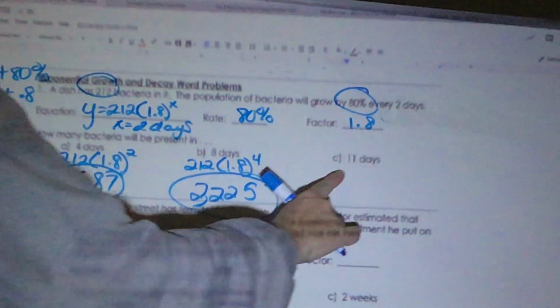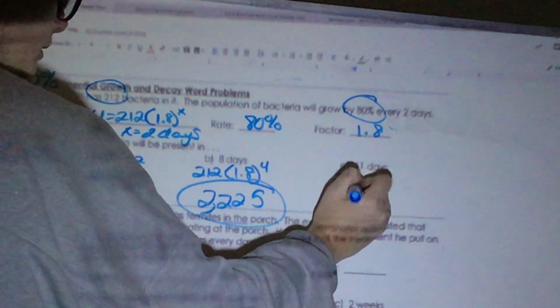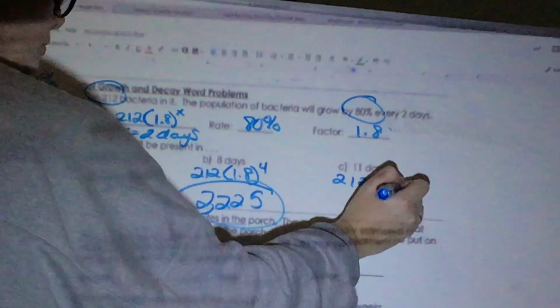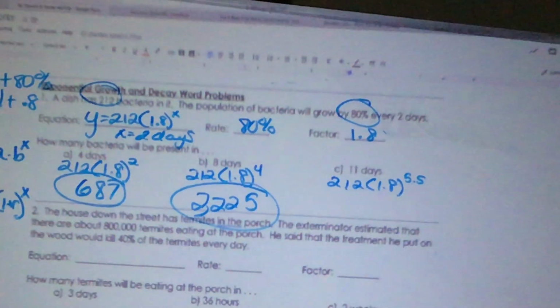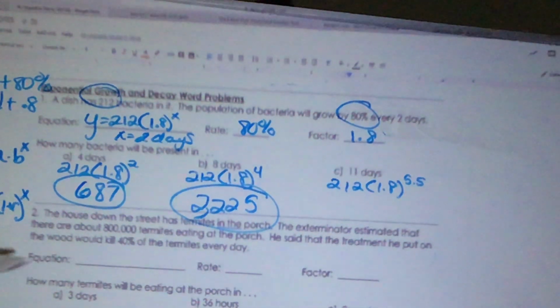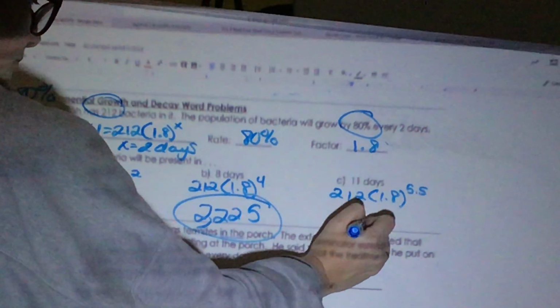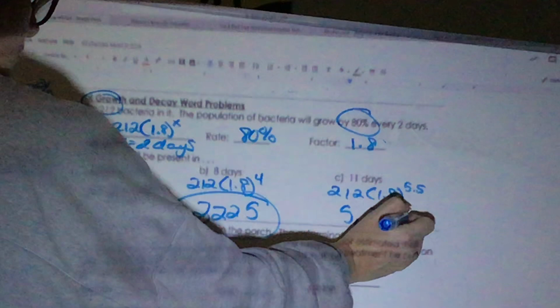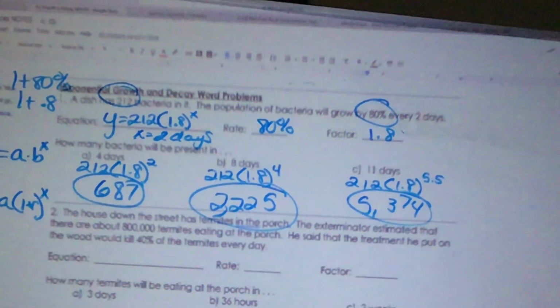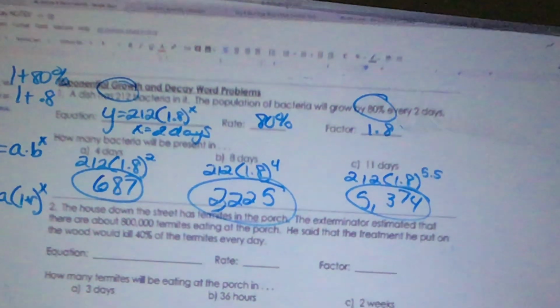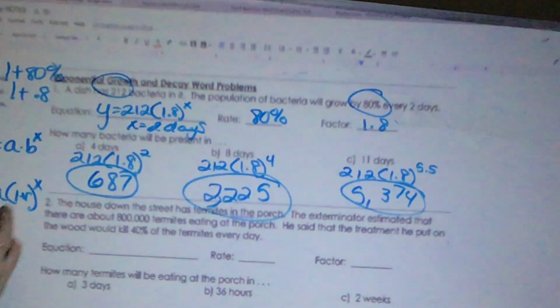And for the final one, where it's 11, we're going to have to plug in 5.5 for the exponent, and you should get 5,374. I'm going to erase this so we can go on to example 2.